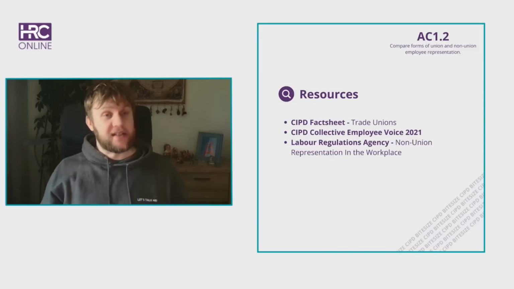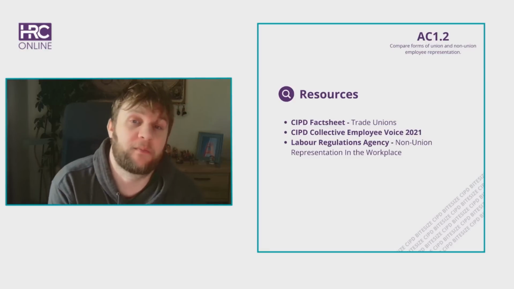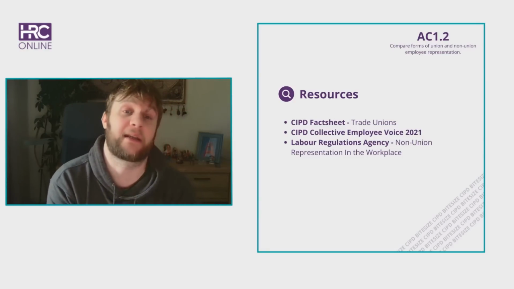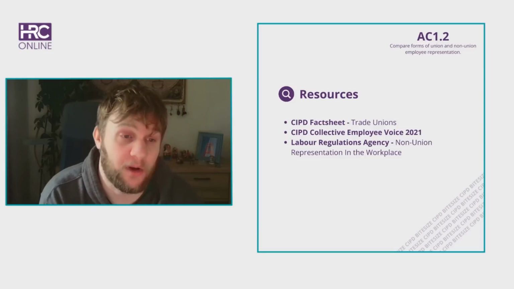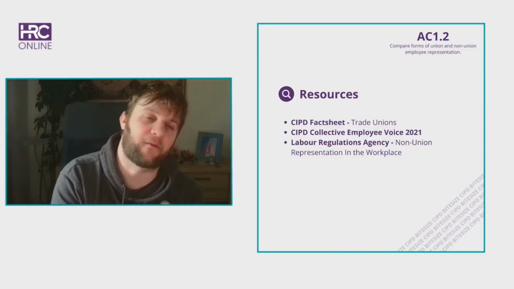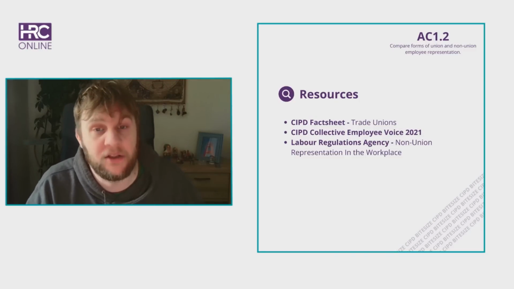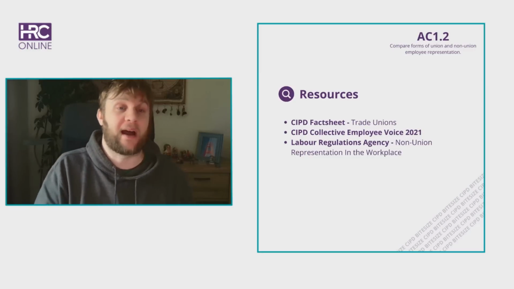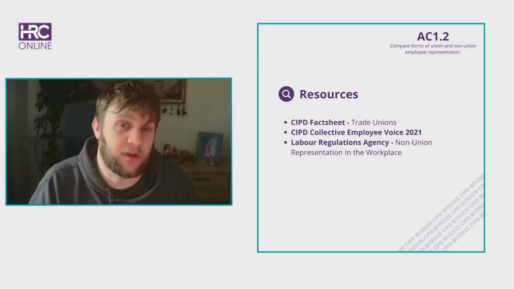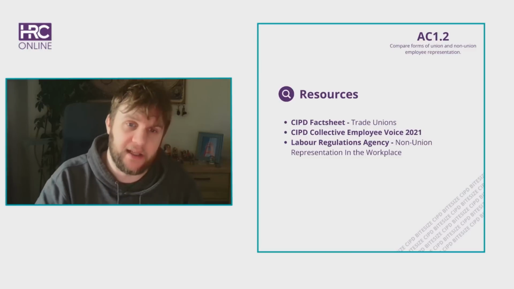Some resources to help you in terms of building this answer. The first and foremost, the best one to compare different forms of union and non-union employee representation is the CIPD fact sheet on trade unions. It pretty much will have most of the information. The fact sheets have links to external sources, a whole range of things, so have a look at those. Have a look at different types of employee representation that's in there. It lists everything. There'll be a link below for you to have a look into that yourself.